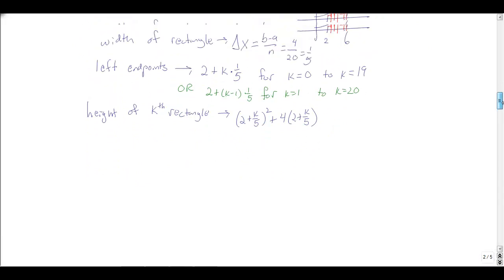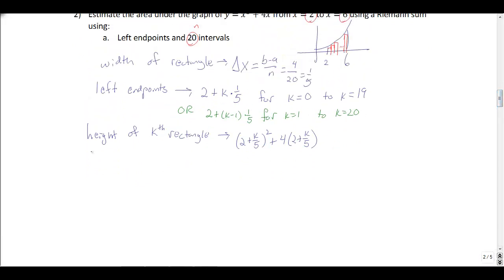Okay, and so my area under the curve, I'm going to add up the areas of all these rectangles. So I'm going to do a summation, k equals, using the blue point, 0 to 19. And I'm going to get the height of the rectangle, that's (2 plus k over 5) squared plus 4 times (2 plus k over 5). That's the height, times the width of the rectangle, that's 1/5. Then I'm just going to simplify this down.